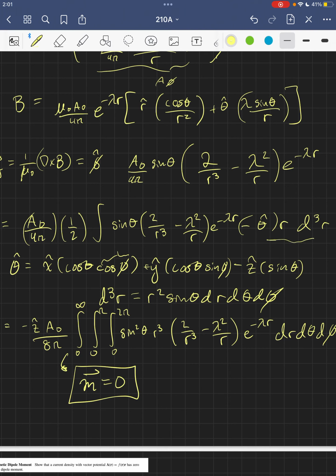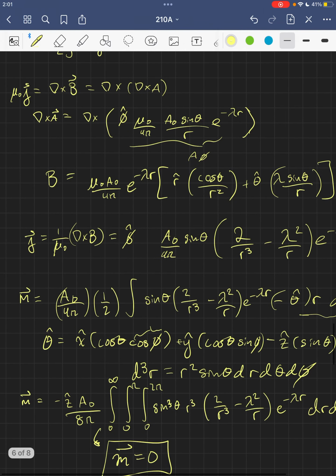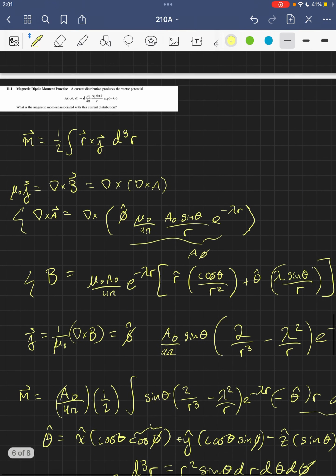Even if you integrated up here, I believe you still should get an integral that vanishes. It should be sine cubed of theta. But yeah, it's going to vanish. Okay, and that's all this exercise is showing. All right. There's a lot of curl practice here that you can do on your own if you feel not super good about the curl.